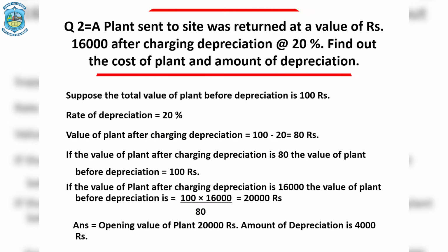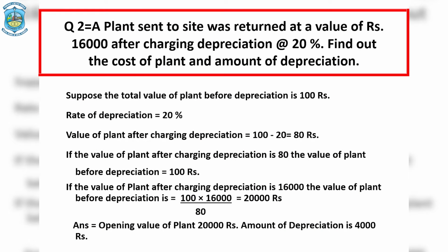This is question number 2, where we are going to calculate the value of plant. As you can see on your screen, the total cost of plant we have to calculate. At the same time, we have to calculate the amount of depreciation. According to the question, a plant sent to site was returned at a value of rupees 16,000 after charging depreciation at the rate of 20%. Find out the cost of plant and amount of depreciation.